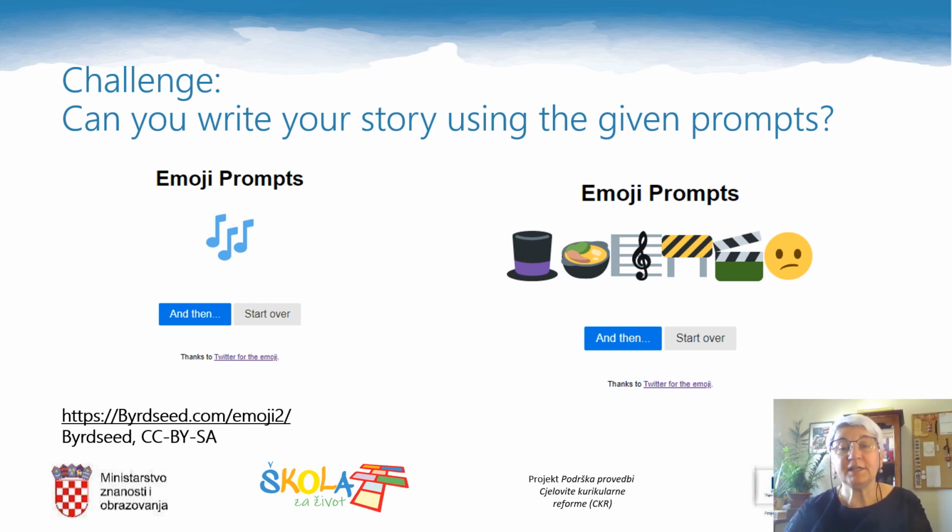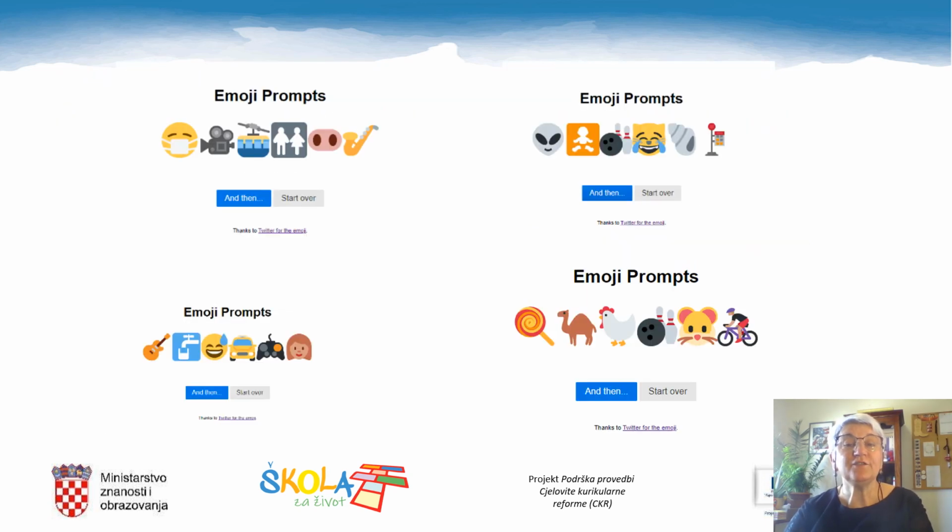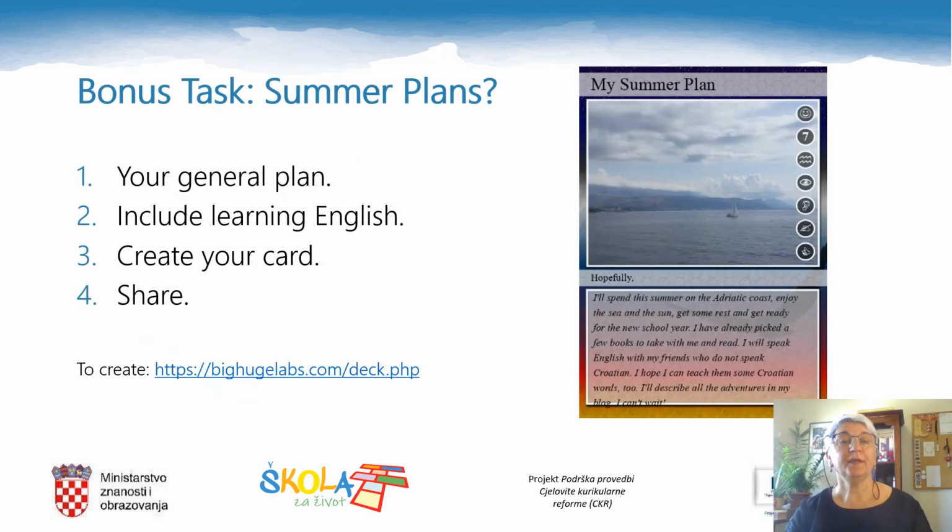Here are some ideas. Here are some of the challenges. And you can find some more here. If you are working on these materials in front of your computer, you can pause this video, choose your story, and write it. The bonus task for this lesson is creating your trading card, a trading card for your summer plans. Please go to bighugelabs.com and create your card.